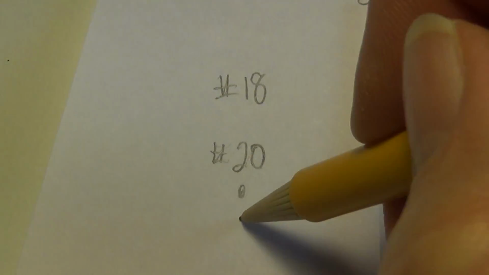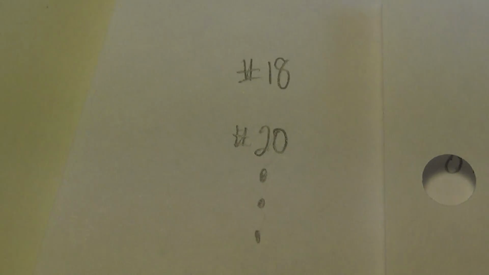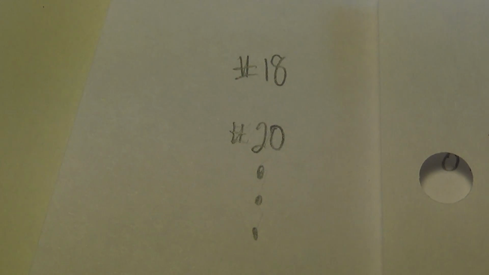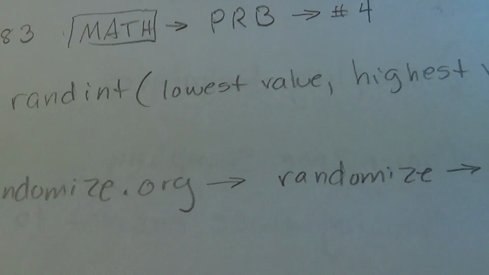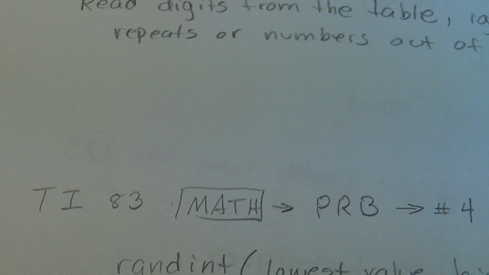And we're going to continue that way until we choose 5 people from our 20. So that's how you use the random digit table, and you'll get some practice with that in the assignment. All right. After we did that, we discussed how to do it on the calculator.